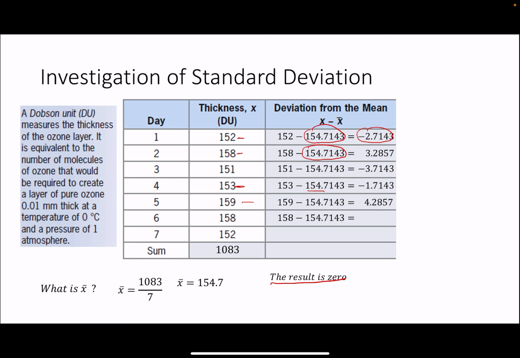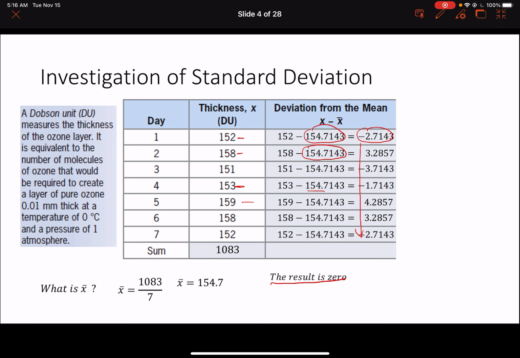So we're trying to see how they differ from the mean. How does each point differ from the mean? And 158 take away the mean, and 152 take away the mean. Now if we add up all these values, by definition, because this is the center value, if I add these up, it's going to equal 0.